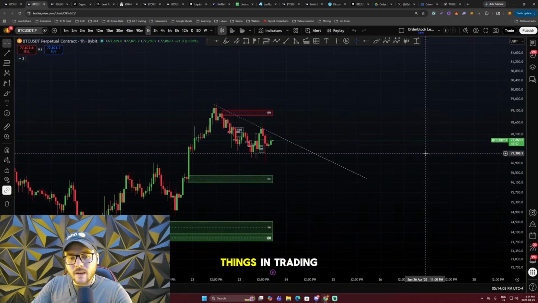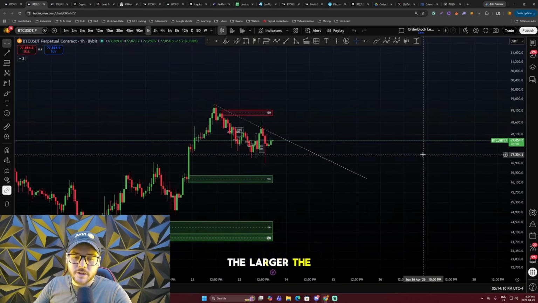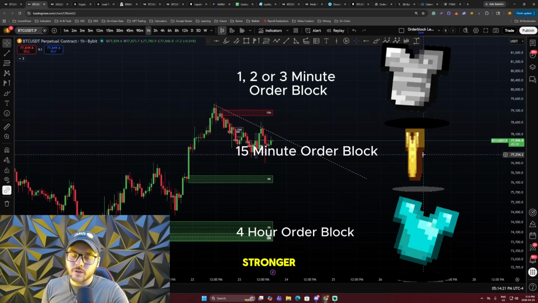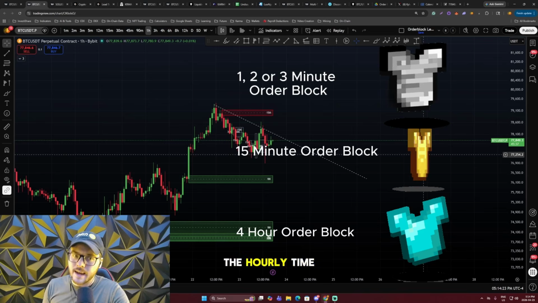Now, just like a lot of things in trading, the larger the time frame, the stronger it is. So if you are seeing an order block on the 4-hour time frame, it is going to be stronger than one that you'll see on the hourly time frame.